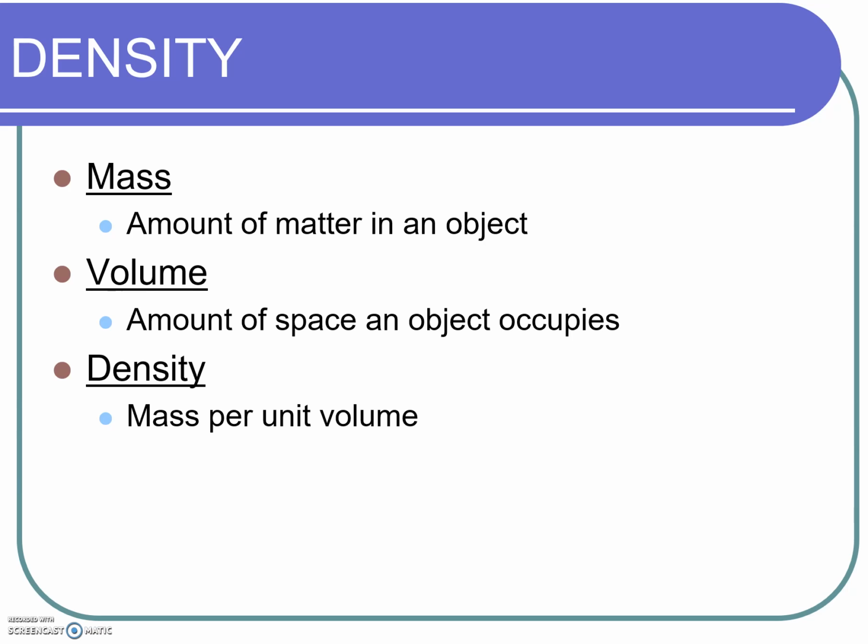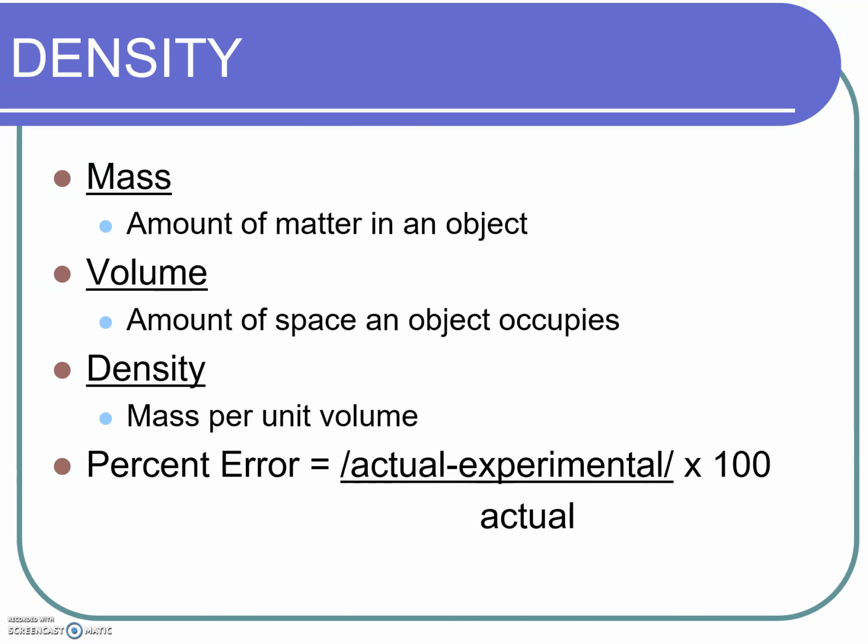Now when we make our volume and mass measurements and we calculate the density, we can take that value and compare it to actual values. And in order to do that, we would make a percent error calculation. A percent error calculation tells us how far our experimental value is off from the actual value. And to calculate percent error, we would take the absolute value of the actual minus the experimental, divide it by the actual value, and multiply it by 100.